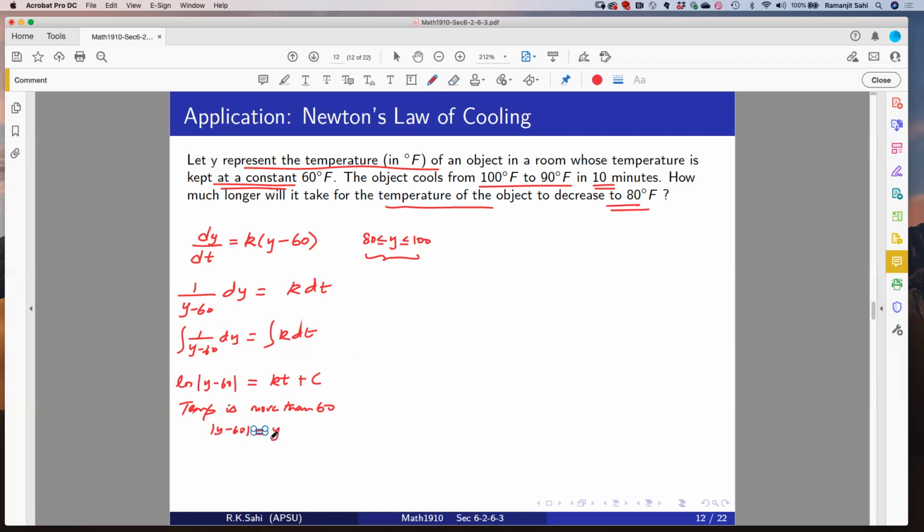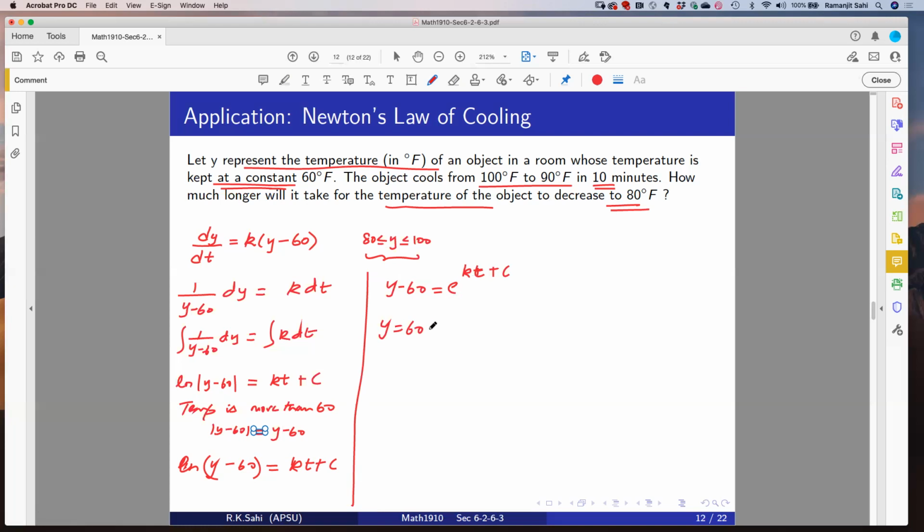So I can write this as y minus 60. So the natural log of the absolute value of y minus 60 equals kt plus c. That means I can remove the absolute value. Now I want to find y, the solution of the differential equation. So I can take the natural log out and then take the exponential on the other side. So it's e to the power kt plus c, and this is y minus 60.